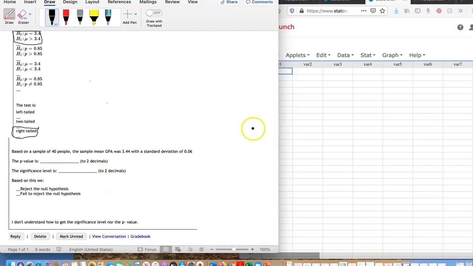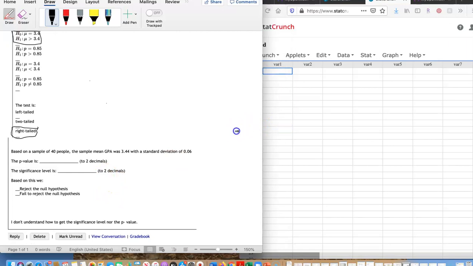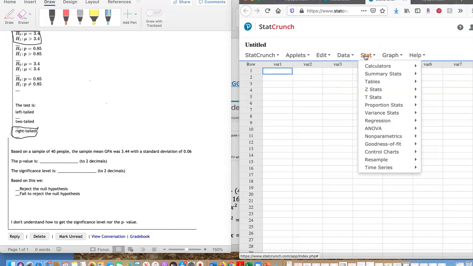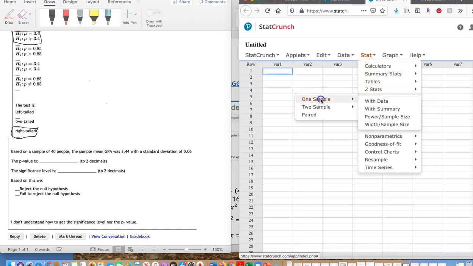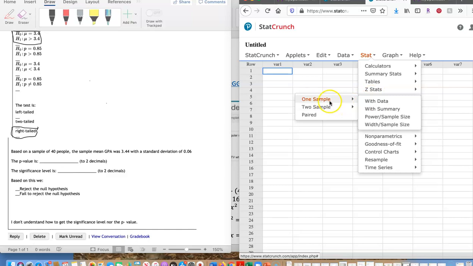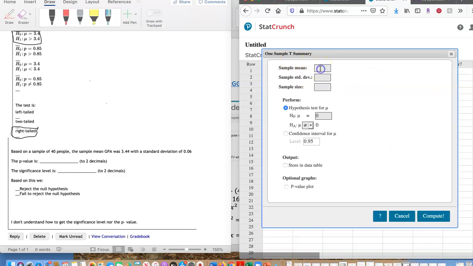0.06. Okay, this is the point where you need to go to StatCrunch. So Stat, you're going to use T-Stat. You've got one sample. Try it again. Stat, T-Stat, one sample with summary.